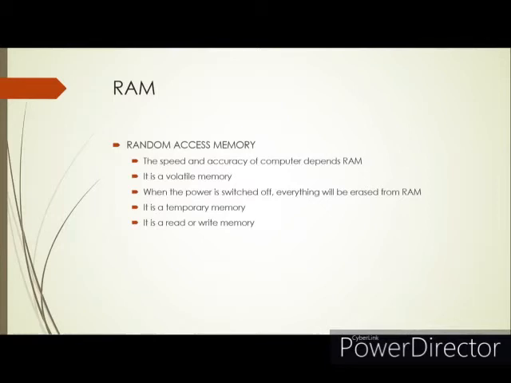So what are the things we have learned? RAM is a read or write memory, and it is a temporary memory, and when the power is switched off, everything will get erased from RAM. And one important thing, the speed and accuracy of the computer depends upon RAM. Understand? As the capacity of RAM increases, the speed and accuracy of the computer also increase.